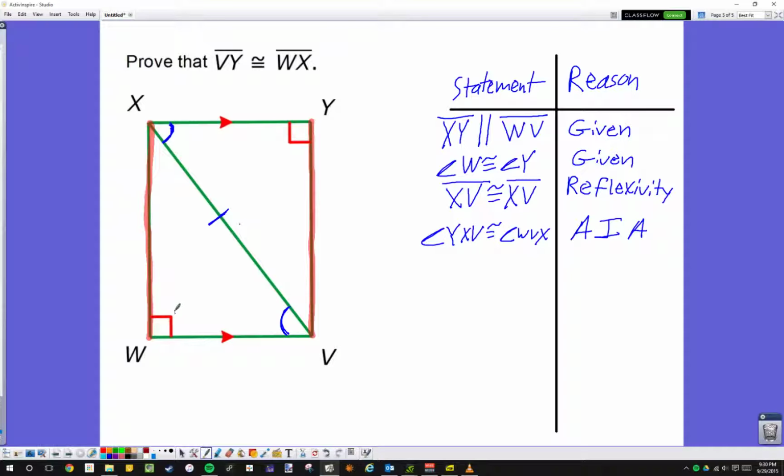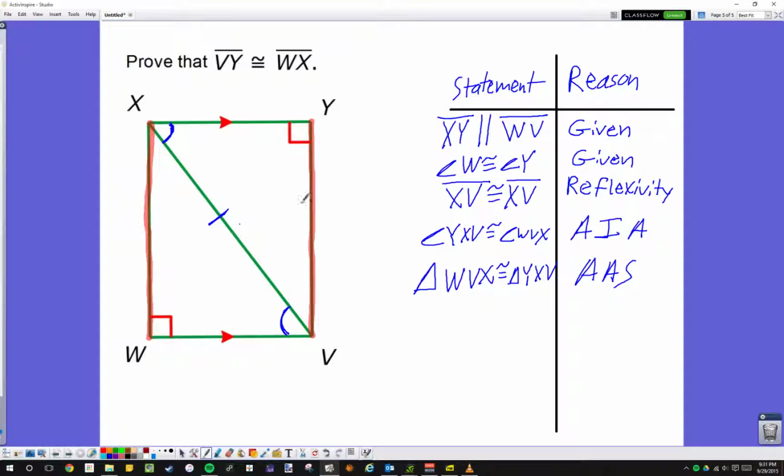Okay, I think I've got enough information. I've got one angle, another angle, and a side that's the same in each of these two triangles. Okay, that looks like a mess, so I'm going to get rid of it. Alright, so I know I've got 2 angles and the side, so I can prove these triangles are congruent. And triangle WVX is actually congruent to triangle YXV. Notice that these letters are the same in each one of these. Okay, and I know that because I've got angle, angle, side in each of these triangles.